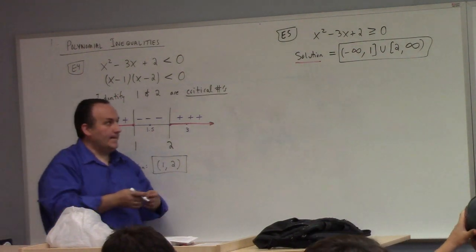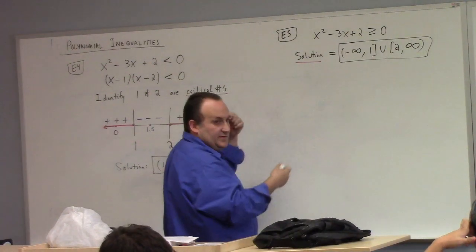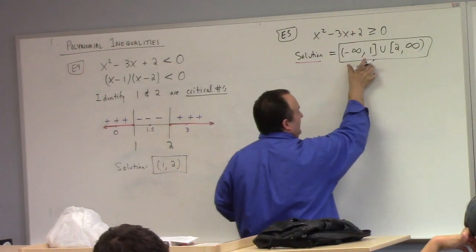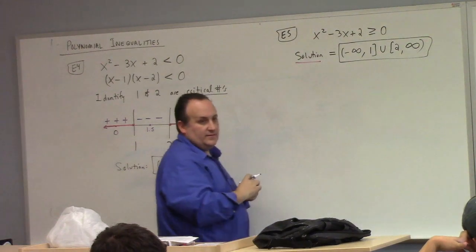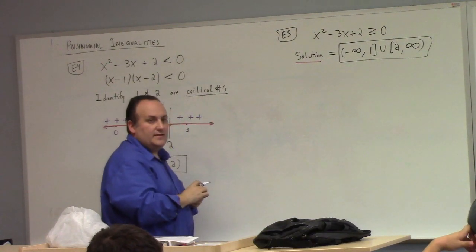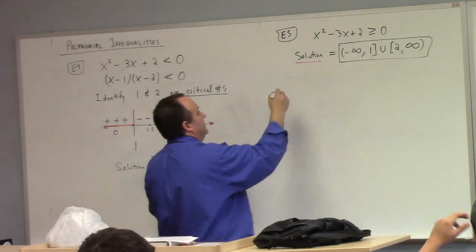Can you explain unions again? Union just means you put it together. To be in the union is to either be in here or in here. Interval notation. Okay. So it's like listing two separate parts that are both true for the answer. Yep.